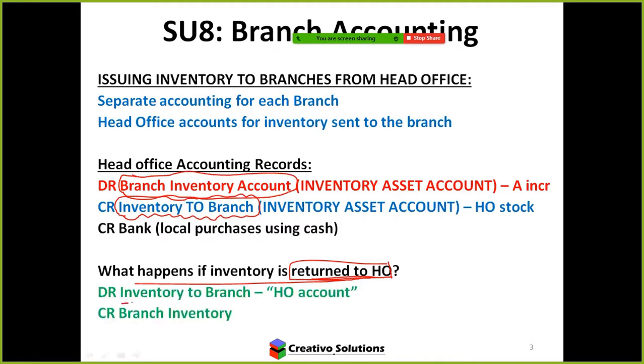As you said, this represents head office stock, the head office account, inverted commas, right? And then obviously the branch inventory is what the branch has. It's all accounted for centrally, because it's one set of financial statements, one business, one company, but two separate locations.